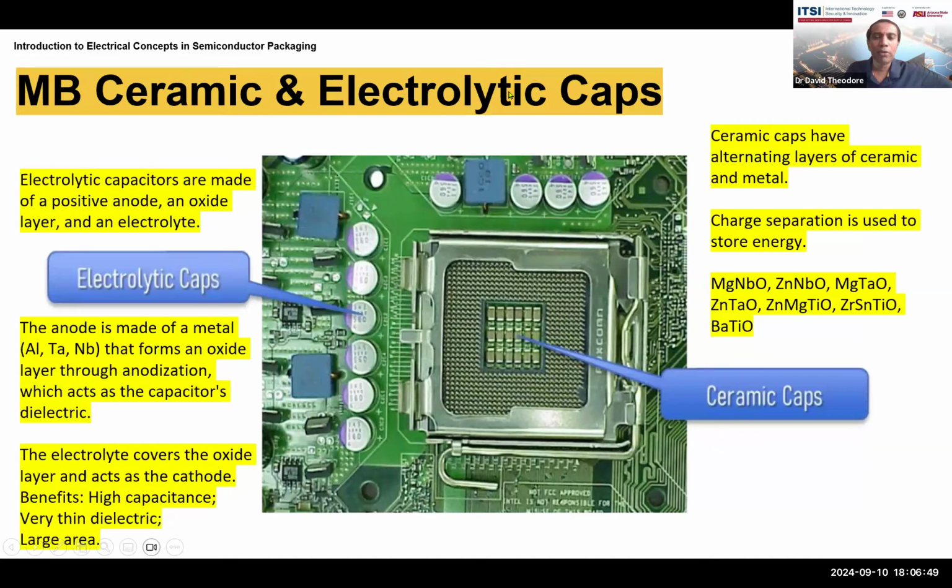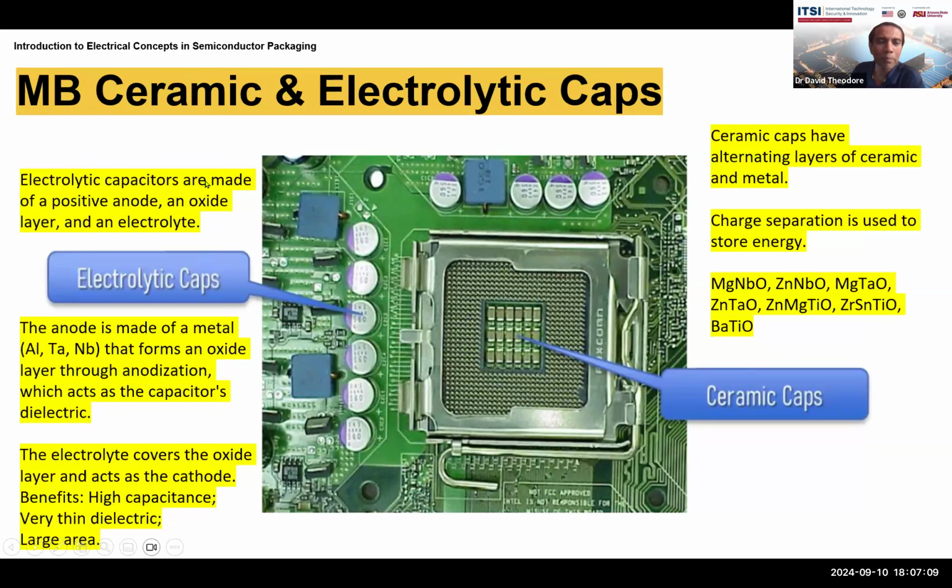Ceramic versus electrolytic capacitors. We have seen this image before, but now we have the labels: electrolytic capacitor here, which is off of the die. It's not on the die, it's on the package, but adjacent to the die. And here we have ceramic capacitors that are actually built into or on top of the die.